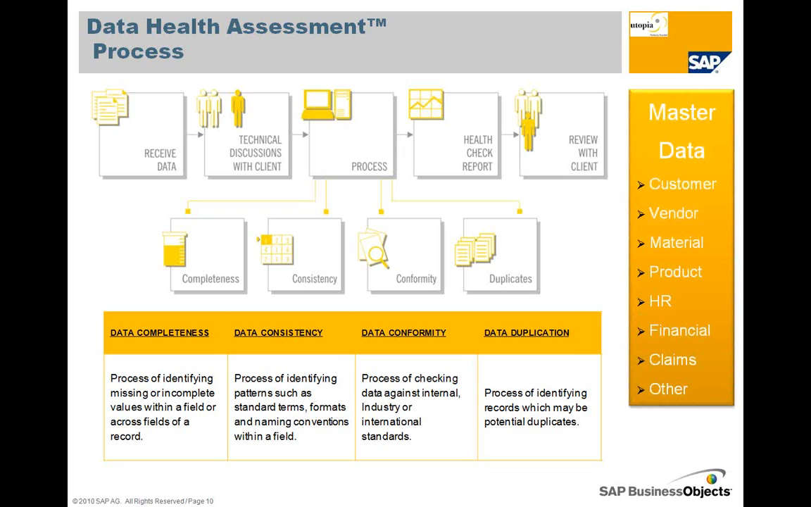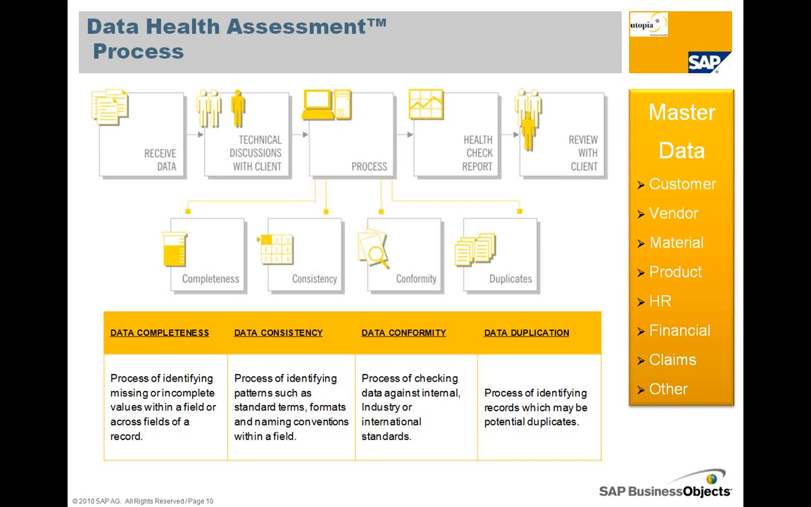So we've touched upon some of the completeness and consistency issues and duplicity issues in the previous example of the bearing. Now the output of a DHA report summarizes the impact that poor data has on your business and recommends the next steps to achieve measurable improvement in business processes.